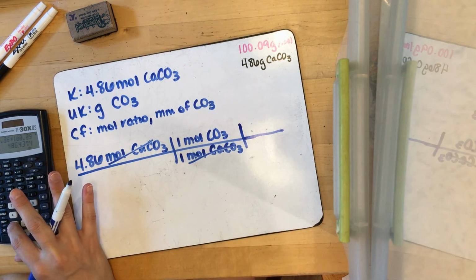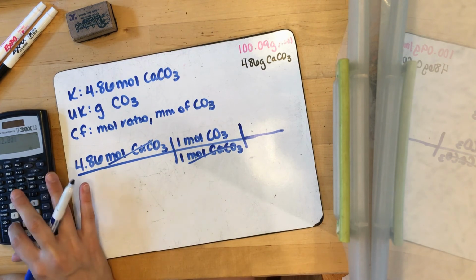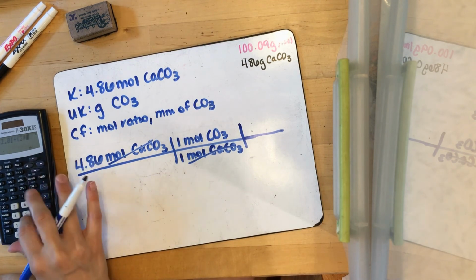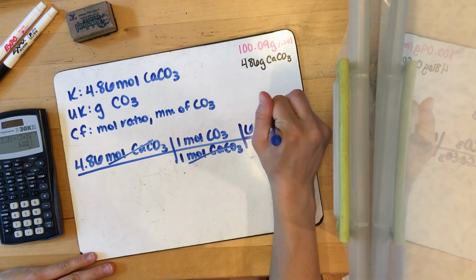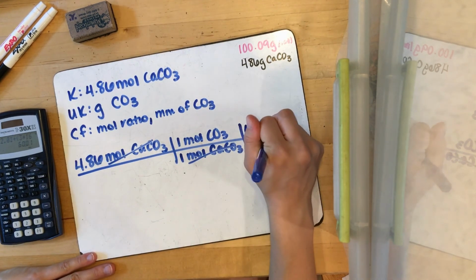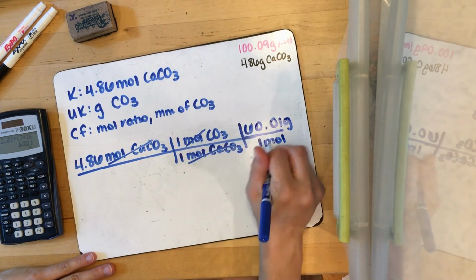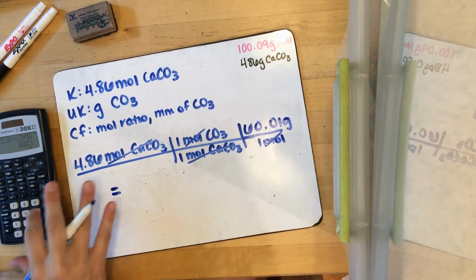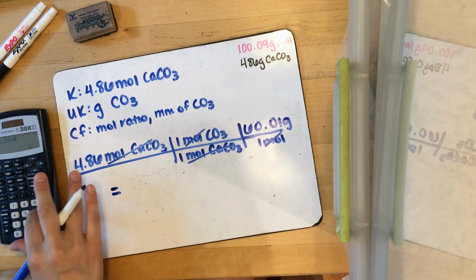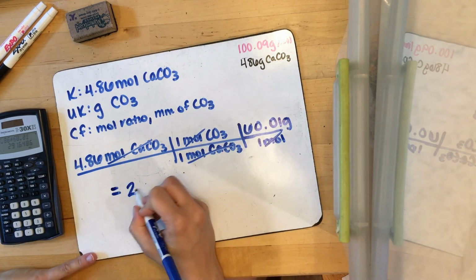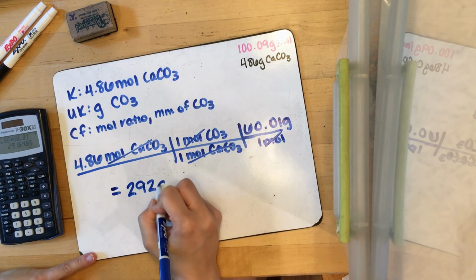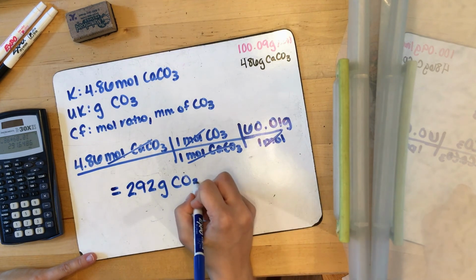Then we need to figure out the molar mass of CO3. So we add up 1 carbon and 3 oxygens, giving us 60.01 grams per mole. And now we can calculate it. And we wind up with 292 grams of CO3.